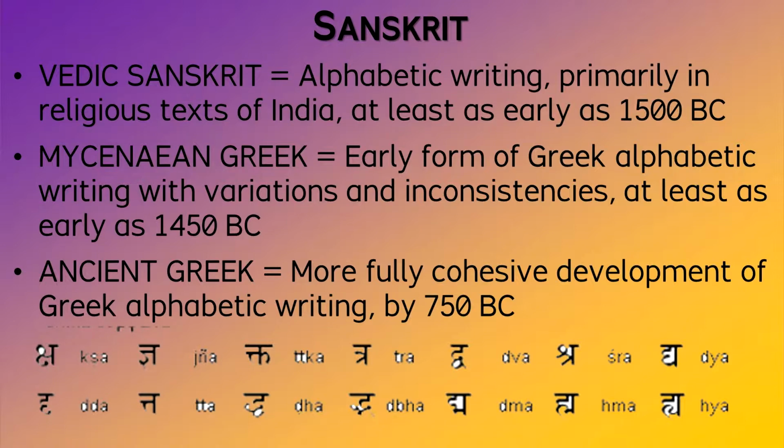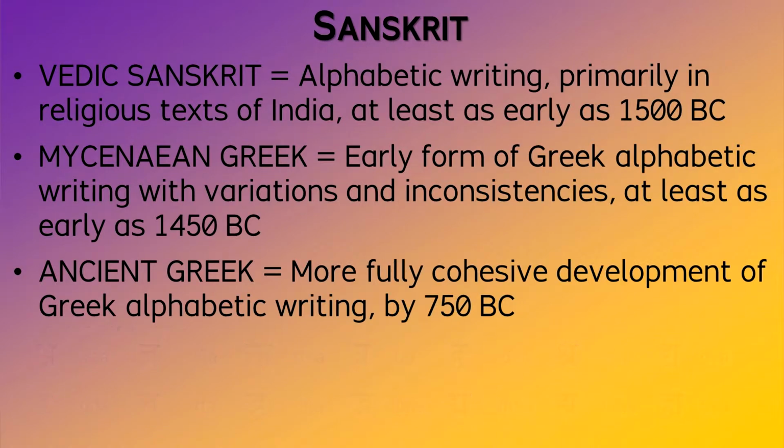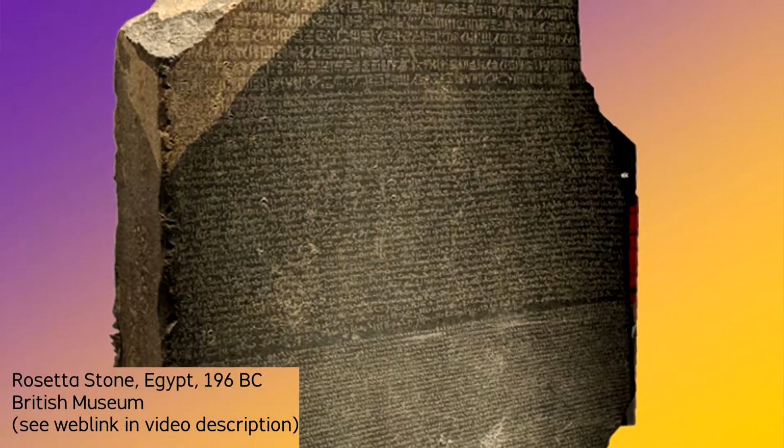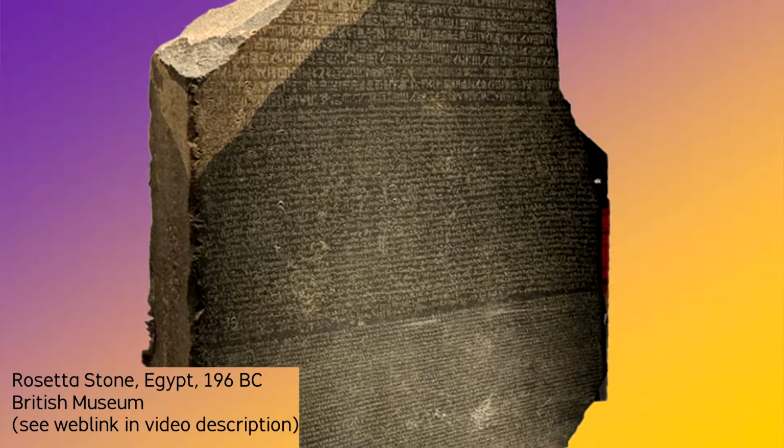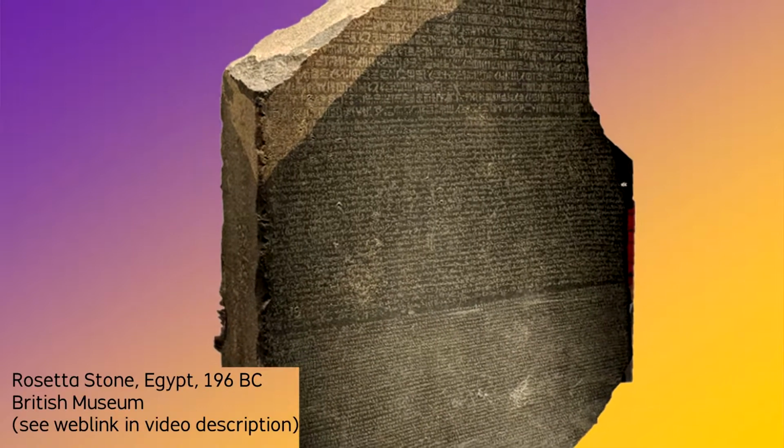Closely thereafter, the influence of Sanskrit can be seen in Mycenaean Greek by 1450 BC, and then in Ancient Greek by 750 BC. These alphabetic systems forever changed world history and our ability today to learn about the ancient world. In terms of learning about the ancient world in general, translations between writing systems have been invaluable.